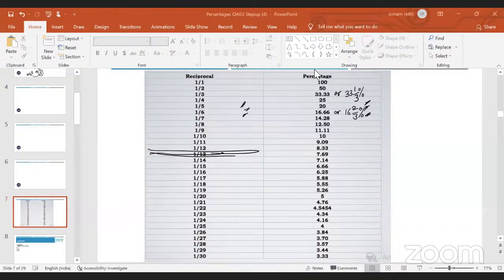Everyone done noting all of this? Okay. So let's see how to use this. We have noted all of these fractions, but we need to know how to use them.